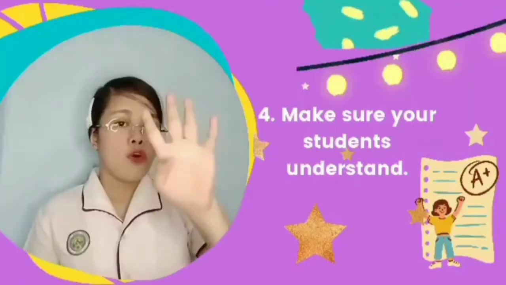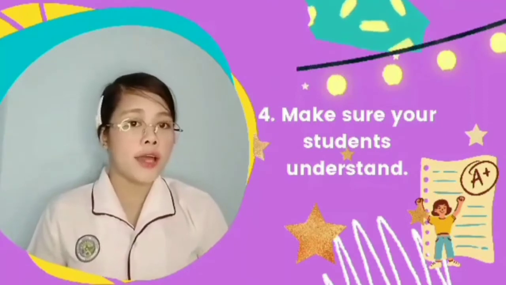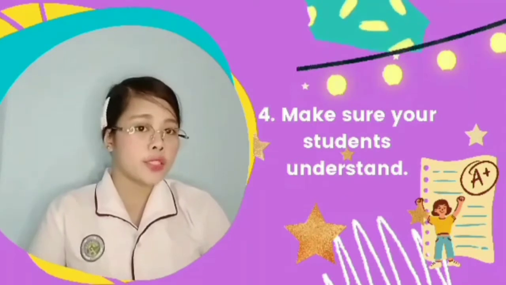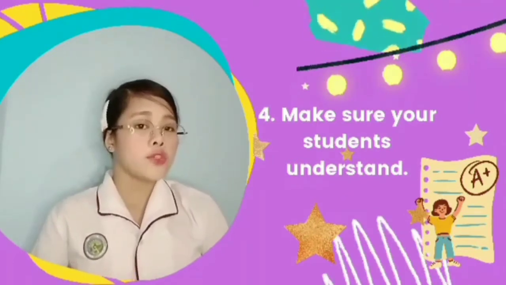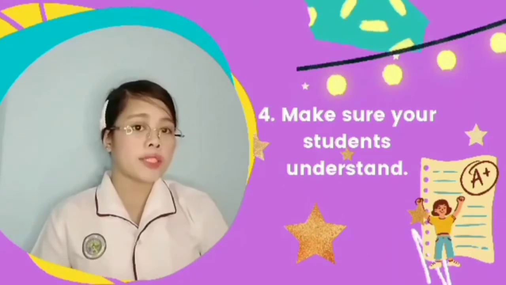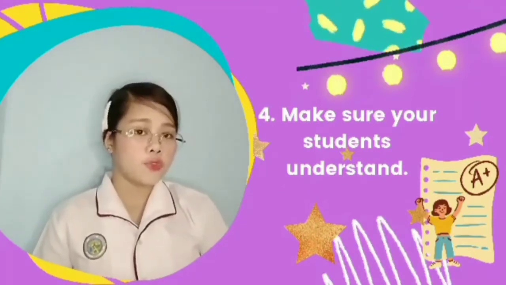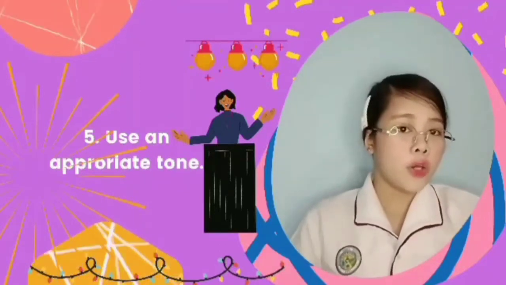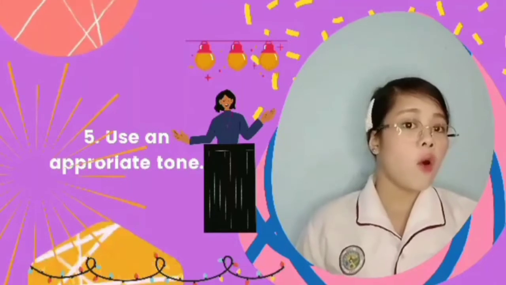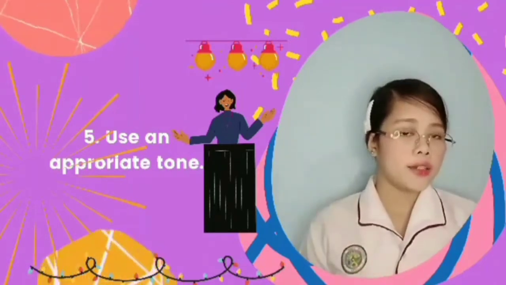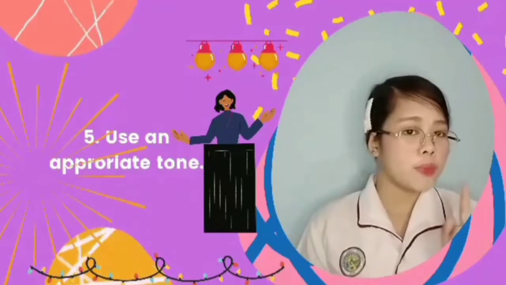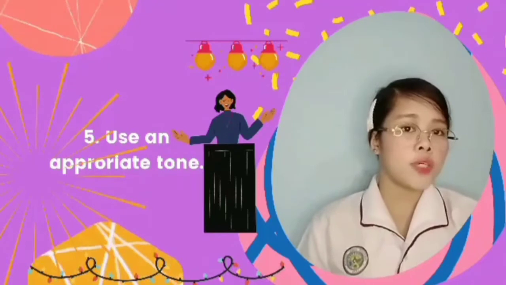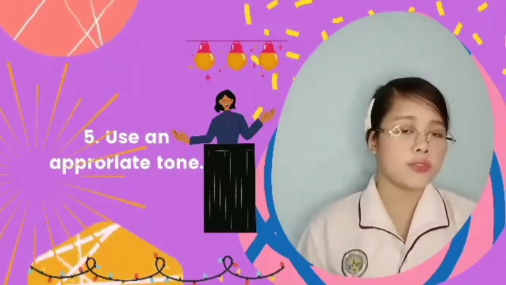Fourth, make sure your students understand. After giving task directions, ask the students to repeat or rephrase what is expected to them. You can also ask questions regarding the requirements and, of course, clarify any confusing points. Fifth, use an appropriate tone. Like what we always said, it is not entirely about what we say, but how we say it. Don't yell and mumble. Don't speak too fast. And of course, pause frequently so that the students will be given time to digest the information.